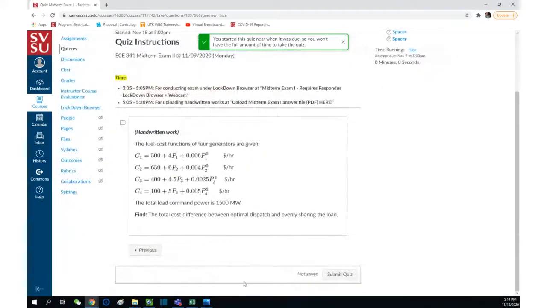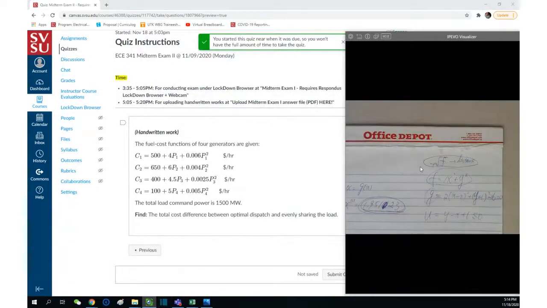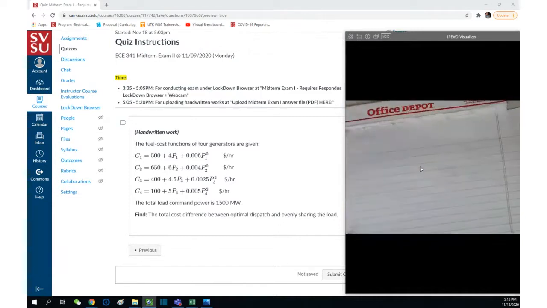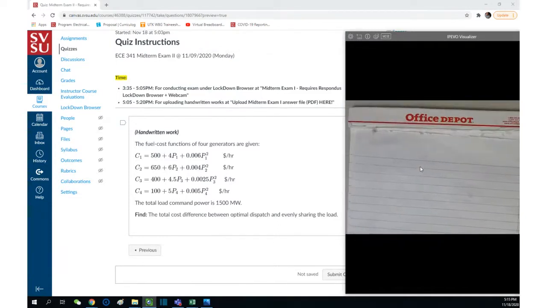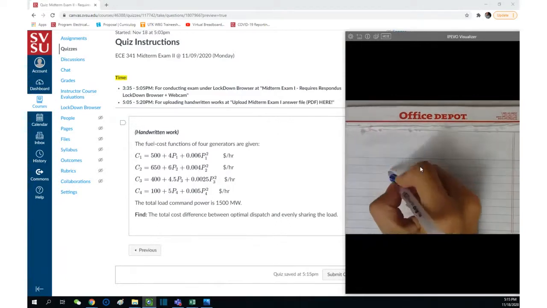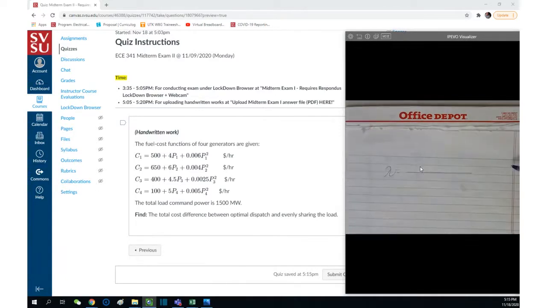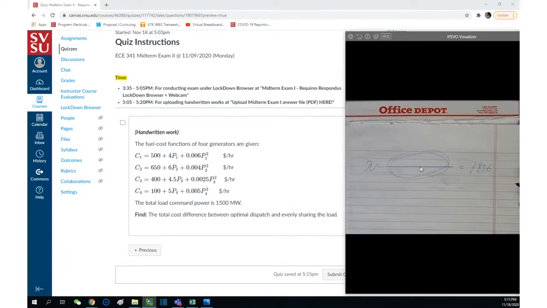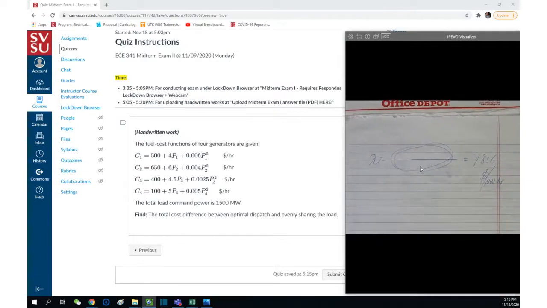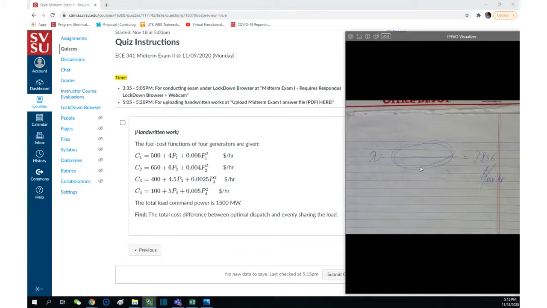The last one, I'm not seeing any trouble either. Everyone knows what to do. So first of all, you have four generators, and then just calculate the lambda first, right? It's a big equation. Not many mistakes in this equation. No one made a mistake here. And the result is fine too. However, watch the units. You need to be very careful. This unit is dollars per megawatt hour. You need to understand this.